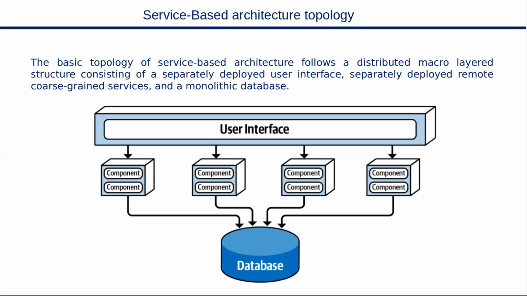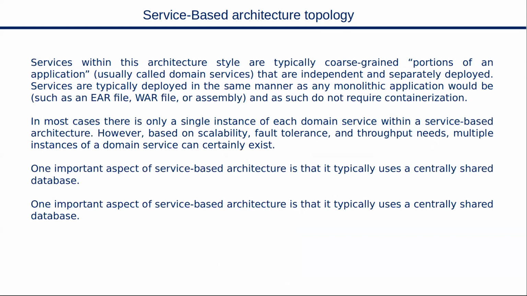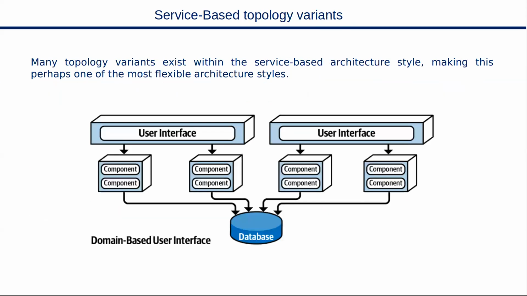But first, this is the main topology. It doesn't mean that there are no options or no variance of service-based architecture, and that you should do it exactly this way. Of course not. There can be some variance here. This is just the information that I already told you. You can quickly take a look, and let's move to the next point: many topology variants exist within the service-based architecture style, making this perhaps one of the most flexible architecture styles.